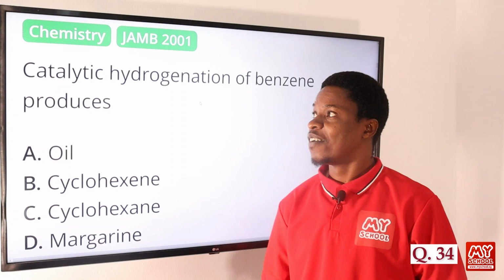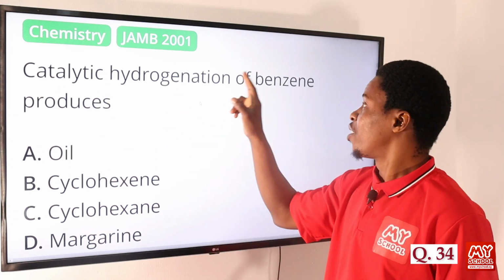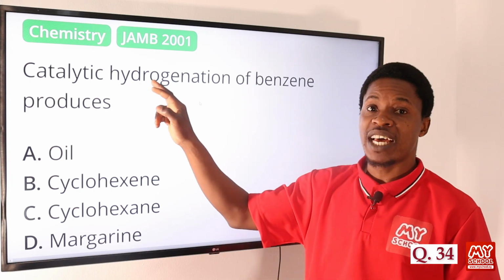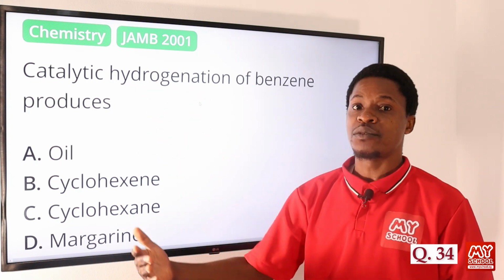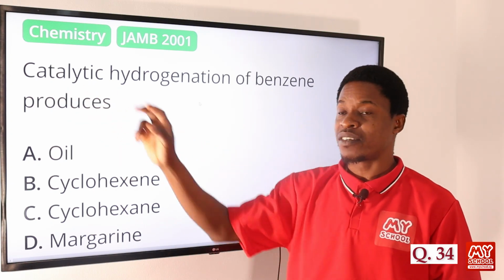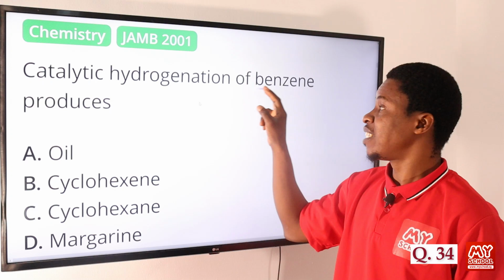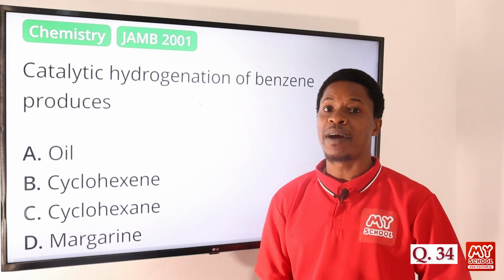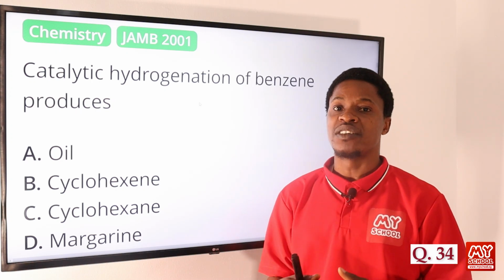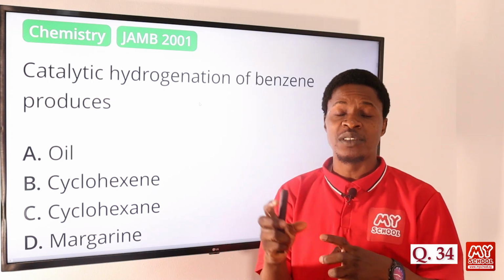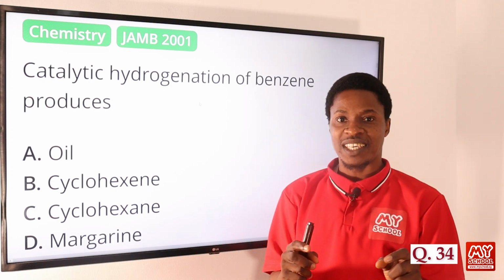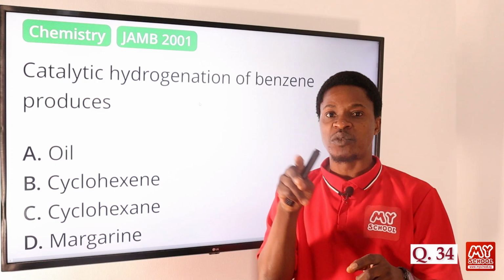Question 34. Catalytic hydrogenation of benzene produces what? Hydrogenation reaction has to do with addition of hydrogen, the hydrogen molecule, but it takes place in the presence of a catalyst. So what does it produce? Benzene, on the other hand, don't forget, is an aromatic compound. It has some conjugation in between. There are double bonds and single bonds. We have some double bonds in between, about 3 of them.